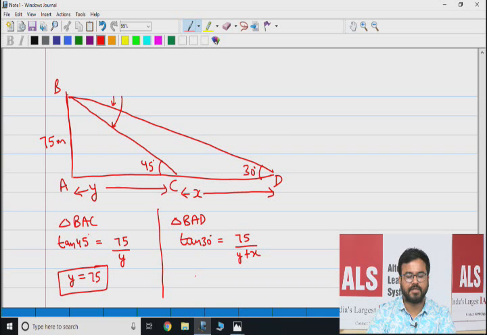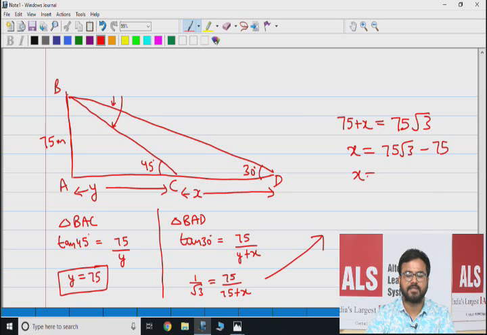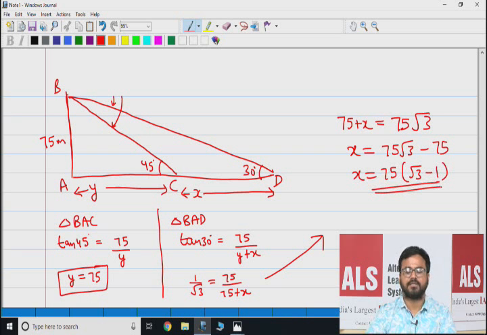So tan 30 degree is 1 by root 3, which is equal to 75 over 75 plus x. So now you can do the cross multiplication. When we do the cross multiplication, it is 75 plus x is equal to 75 root 3. So x is equal to 75 root 3 minus 75. Take 75 as common, so it will be 75 times root 3 minus 1. That is the distance between the two ships.